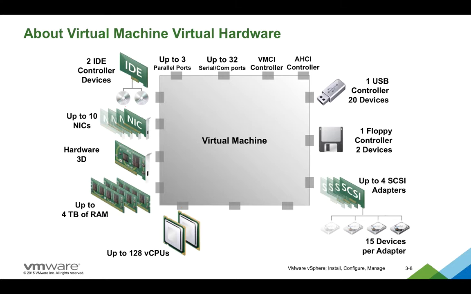Also, the VMCI controller, a couple important points about that. This is the virtual machine communication interface. It provides communication between a virtual machine and the ESXi host operating system. This reduces network overhead by bypassing the network layer itself. These are pretty speedy. You can get up to 10 gigabits per second.